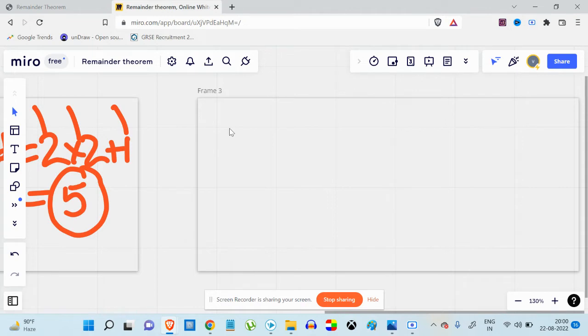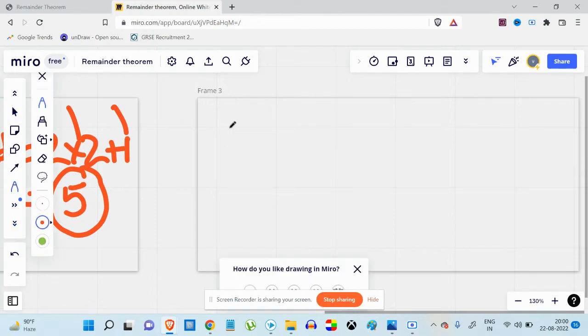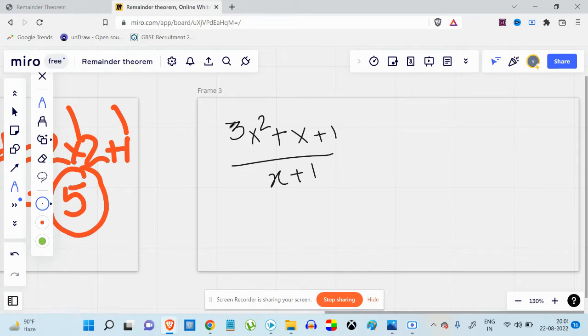What we need to do is divide 3x squared plus x plus 1 by x plus 1. This is what we need to do. So if you compare, 3x squared plus x plus 1 is getting divided by x plus 1. Now we have to apply the remainder theorem, meaning the same process as we did in normal division, and we have to go step by step. So let's do it.